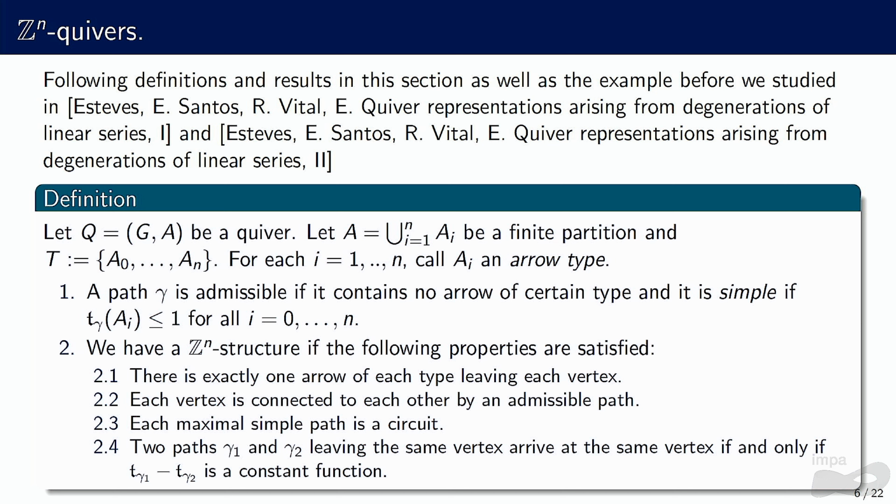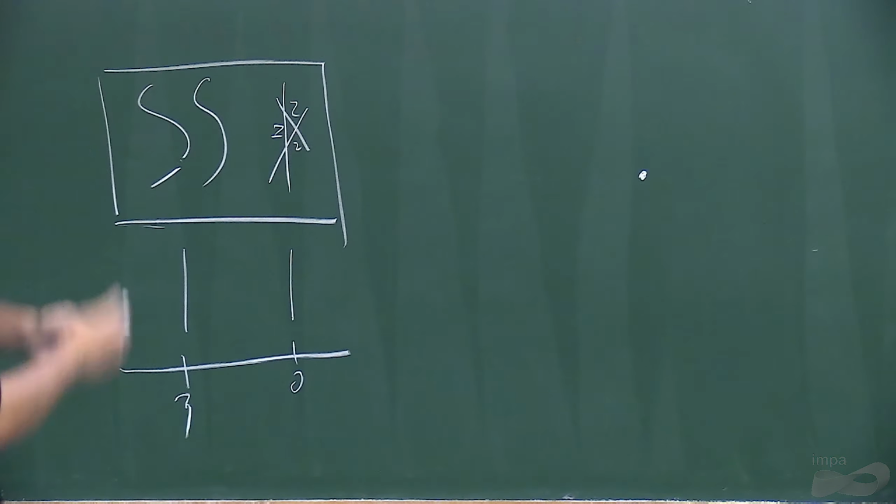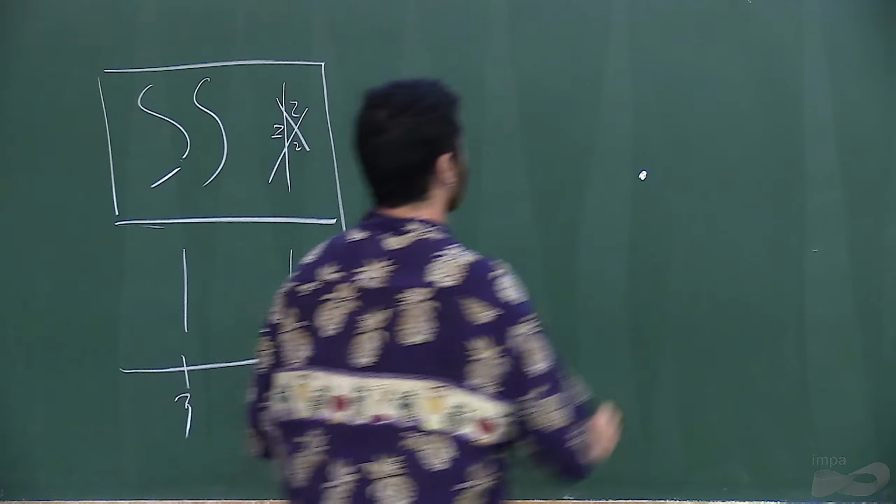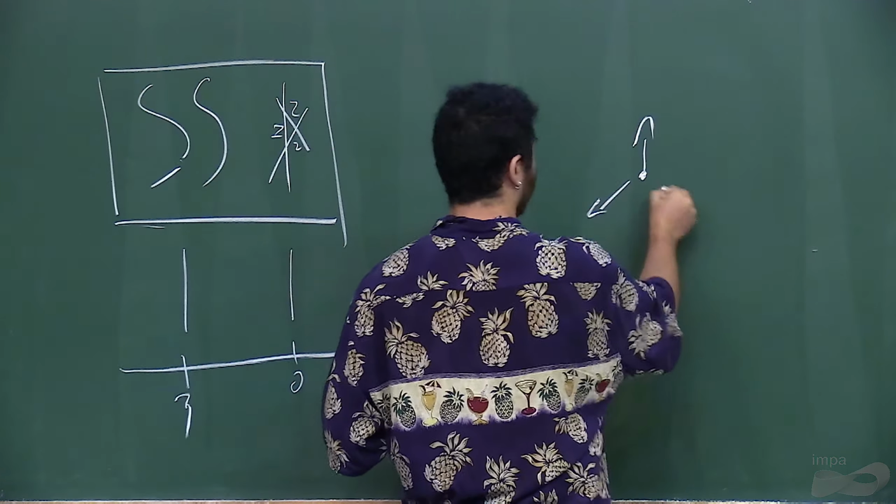They consider a quiver, which just means an oriented graph, with a finite partition on the set of arrows. They introduce the notion of admissible path, which is just a path where a certain type of arrow does not appear. And we have this definition of a CN structure, which is the following. For each vertex of the graph, we have exactly 1 arrow leaving the vertex for each arrow type. So in this case, we're going to have an arrow for each irreducible component.